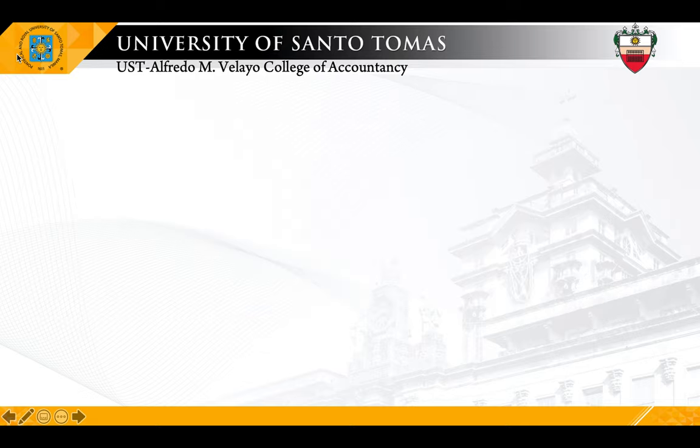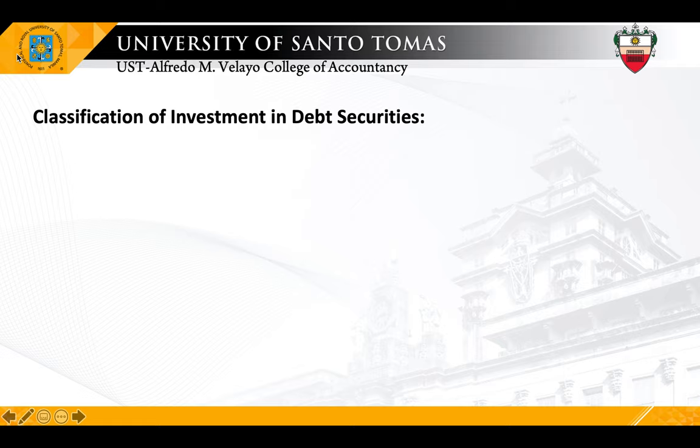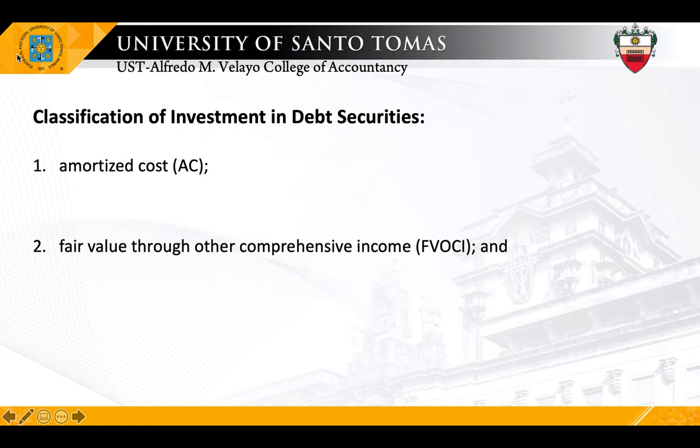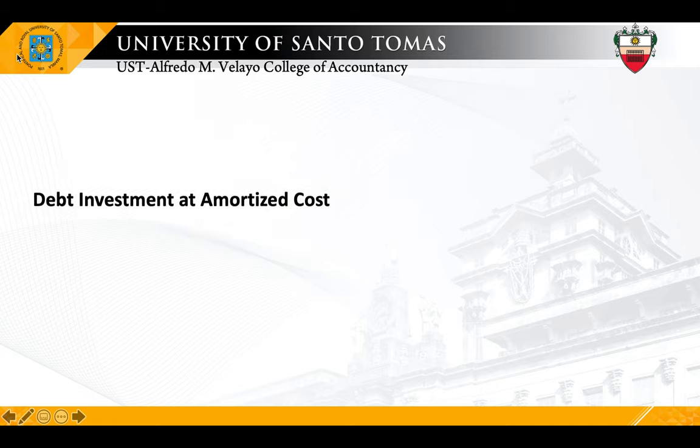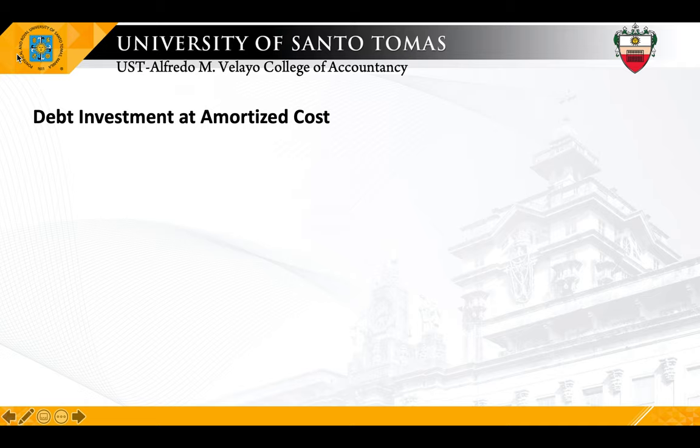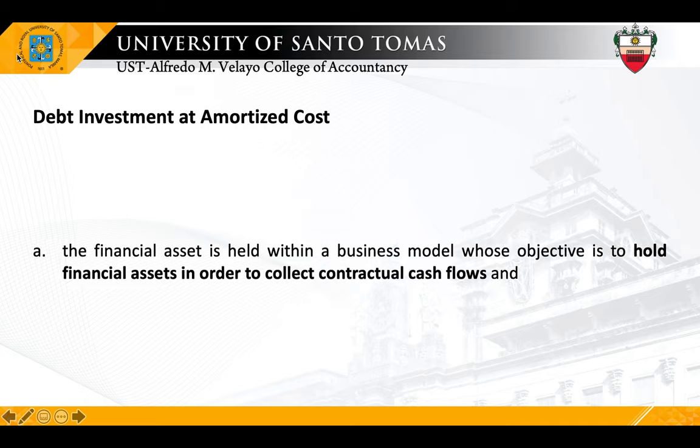So now let's discuss the specific classifications of investment in the securities. So after considering the business model test and the SPPI test, we now have these three classifications. So number one, the amortized cost. Number two, the fair value through other comprehensive income. And number three, the fair value through profit or loss. Okay, so when can we classify an investment at amortized cost?